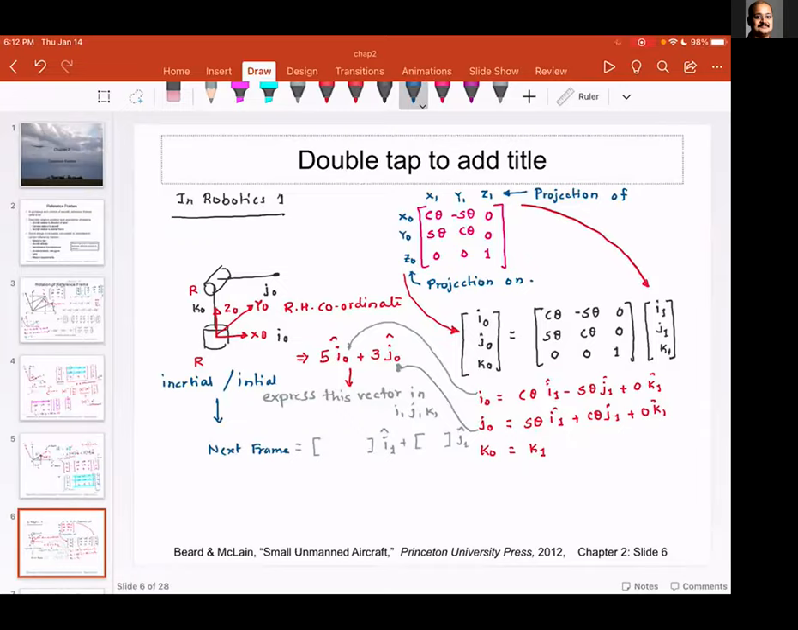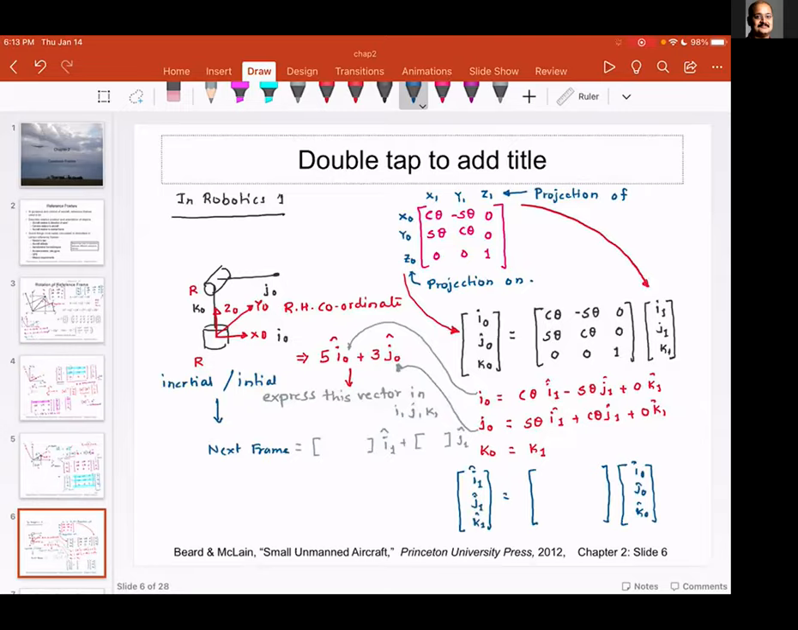And that's what we did a lot of times in Robotics 1. But in Robotics 2, the idea is we are going to go from the next frame to the initial frame. What that means, I am really interested in something like this. I1, J1, K1 is equal to a matrix I0, J0. This is what I want to do.